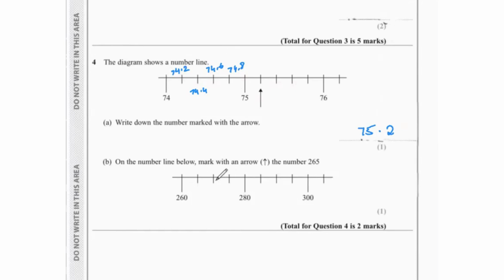And on the number line below, mark with an arrow the number 265. So this is 260, this is 280. The number between 260 and 280 is going to be 270, which means this is going to be 265. That's between 260 and 270.